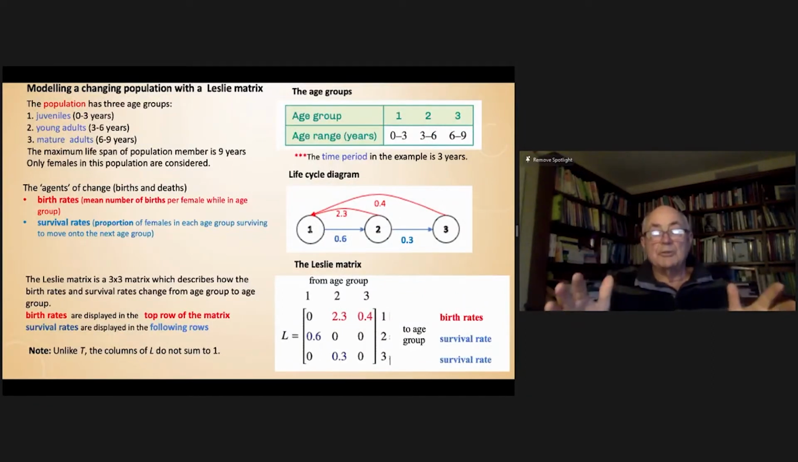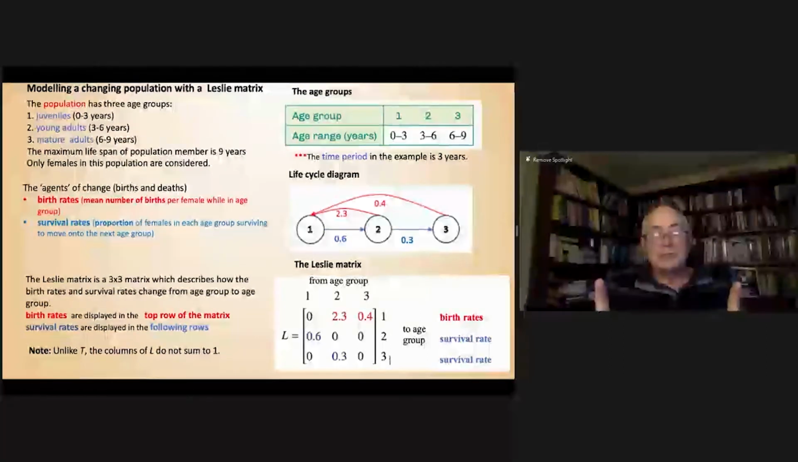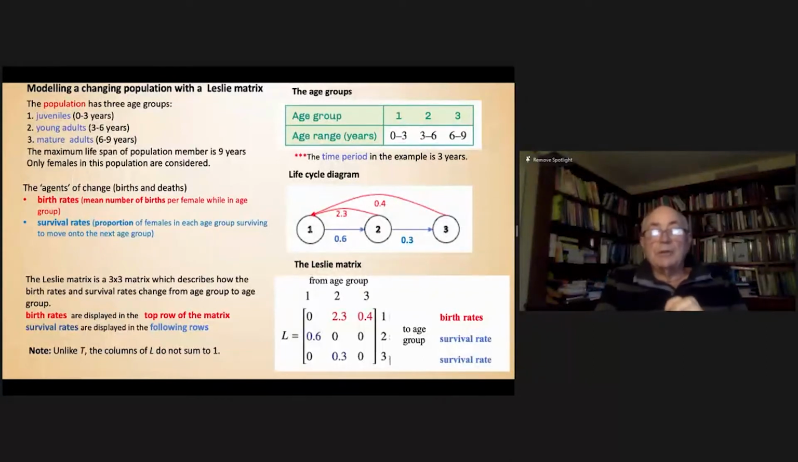First of all, we have age groups. In the particular situation we're dealing with, there are 3 age groups, and we're going to be looking at the transitions between these three age groups. So the Leslie matrix will be a 3 by 3 matrix. You can see it down the bottom of the page. Because we're dealing with age ranges of 0 to 3, chunks of 3 years each, the time period we're looking at is not 1 year, it's 3 years. We're looking at what happens every 3 years.